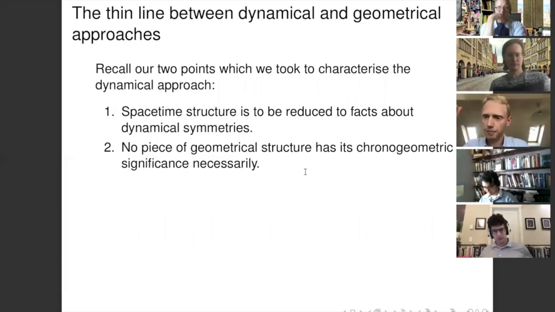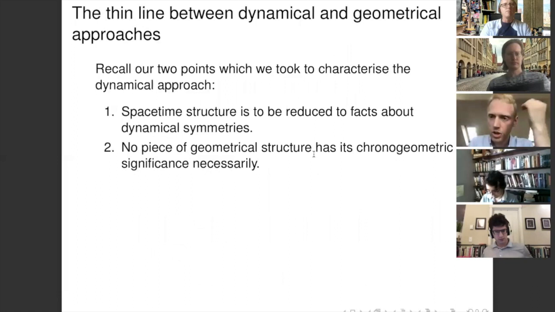But let's suppose that we side with Brown, when we look at the last chapter of his book where he explicitly reneges on the first of those points. One thing you might ask is what remains of the difference between the dynamical and geometrical view if a proponent of the dynamical view like Brown doesn't buy into that first point anymore. Recall that we had these two points which characterize the dynamical view. The first: space-time structure is to be reduced to dynamical symmetries. The second: no piece of geometrical structure has its chronogeometric significance necessarily.